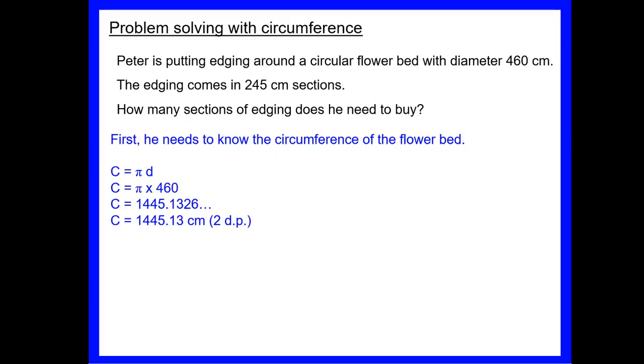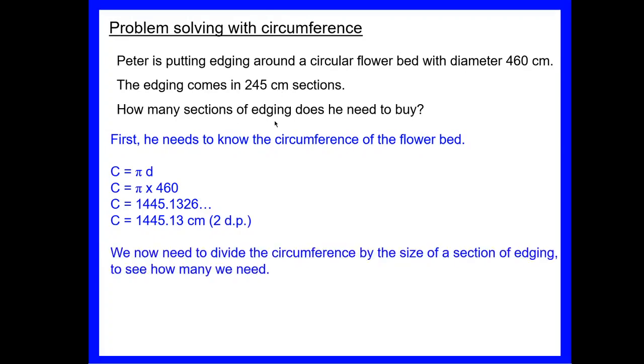So the edging comes in 245 centimetre sections. So we'll check our units first. We have centimetres and centimetres, so that's perfect. So we want to share our length of our flower bed around the outside of our flower bed into groups of 245. So we're going to divide again. Now that gives me 5.9 edging strips to 1 decimal place.